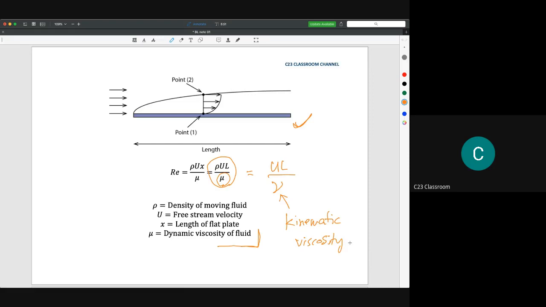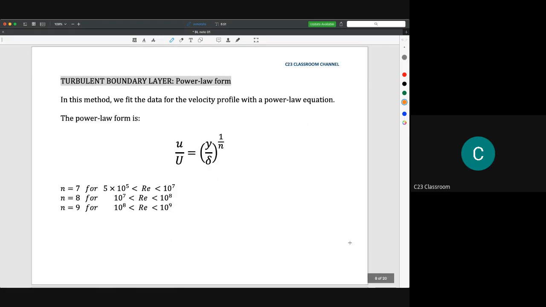So we go for the first method. We call it the power law form. Why do we call it the power law form? Because we assume the velocity profile in the turbulent boundary layer can be shown as this kind of velocity distribution. We have u over U. In my handwriting, I will write U with a bar here, just to differentiate the small u and the capital U. It is equal to y over delta to the power of 1 over n.